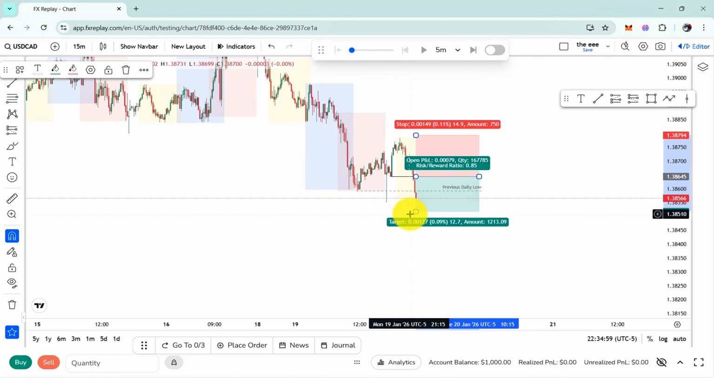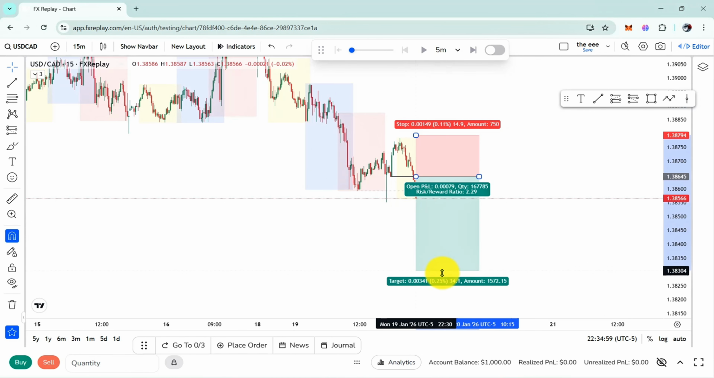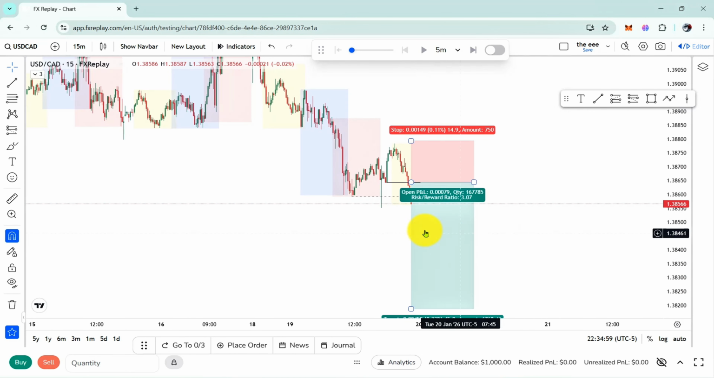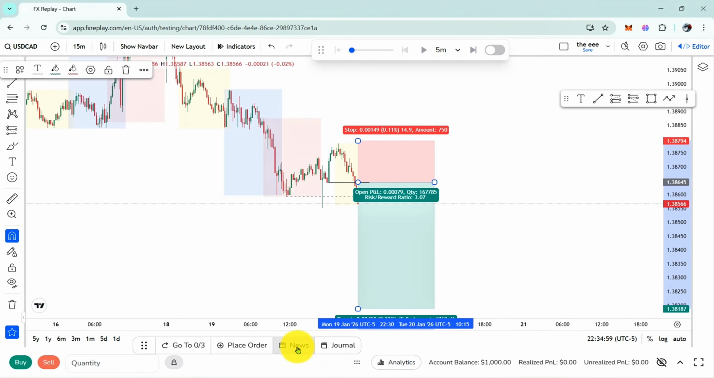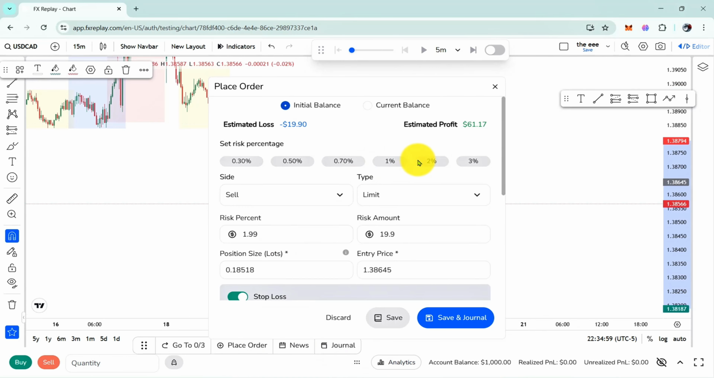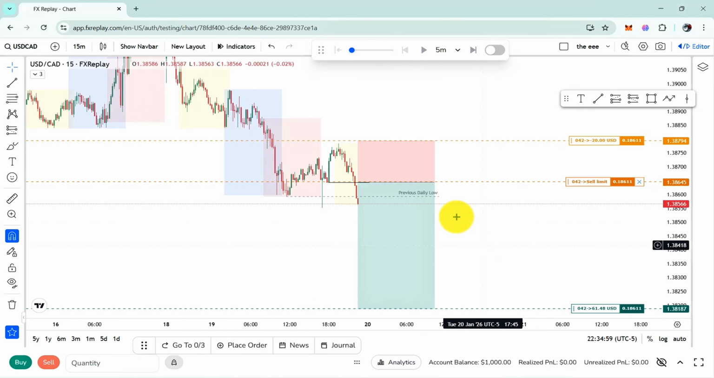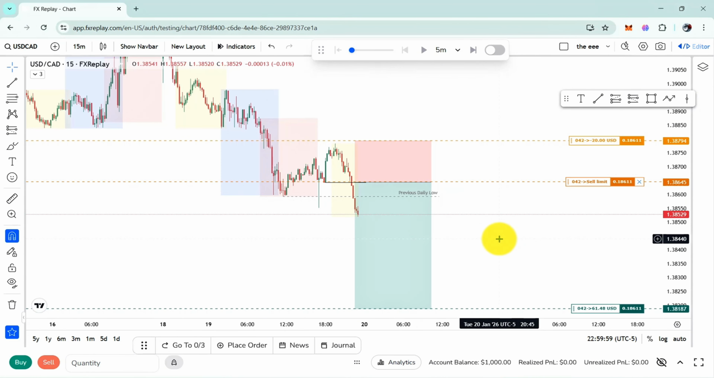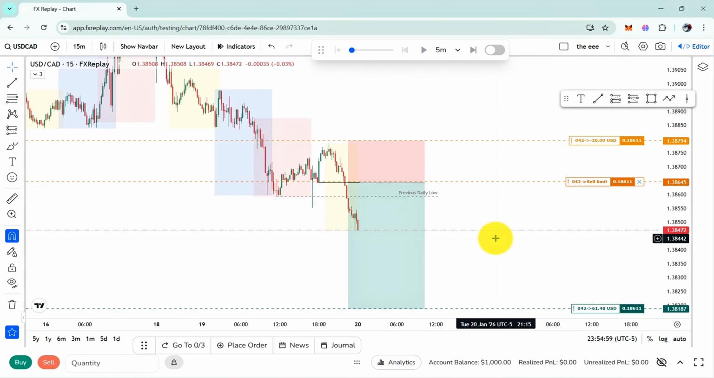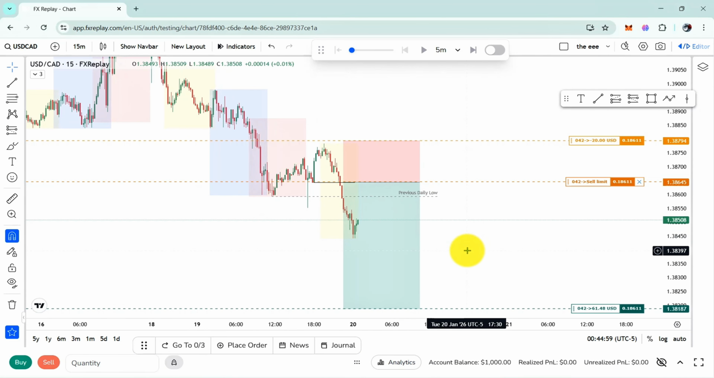And my take profit, we can do 1:3. Let's do 1:3. So let me place the order. We do 2%. We do it at limit. We save it. So we are basically expecting price to retrace back into this place. So we see the momentum of the candle. If they do, it's fine. If they don't, it's also fine.